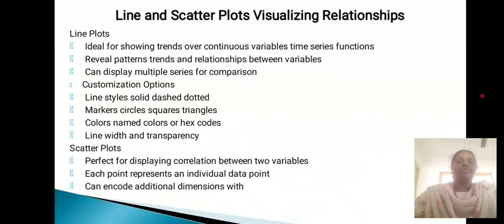Scatter plots are perfect for displaying correlations between two variables. Each point represents an individual data point, and can encode additional dimensions with color and size.